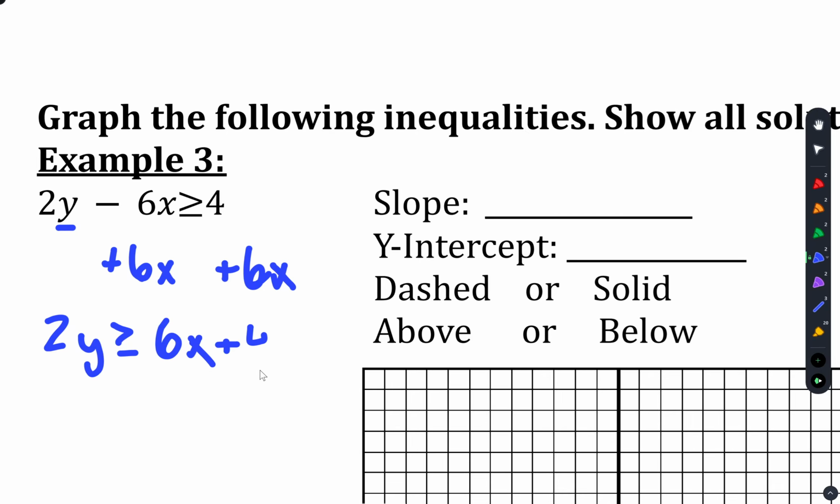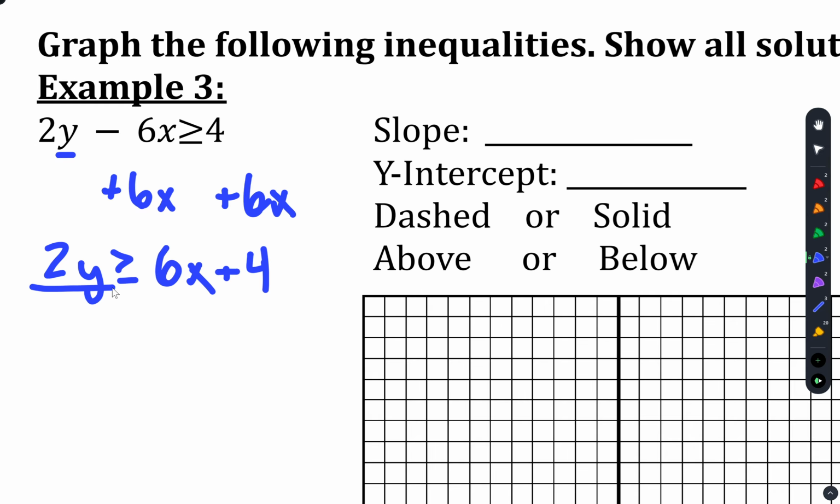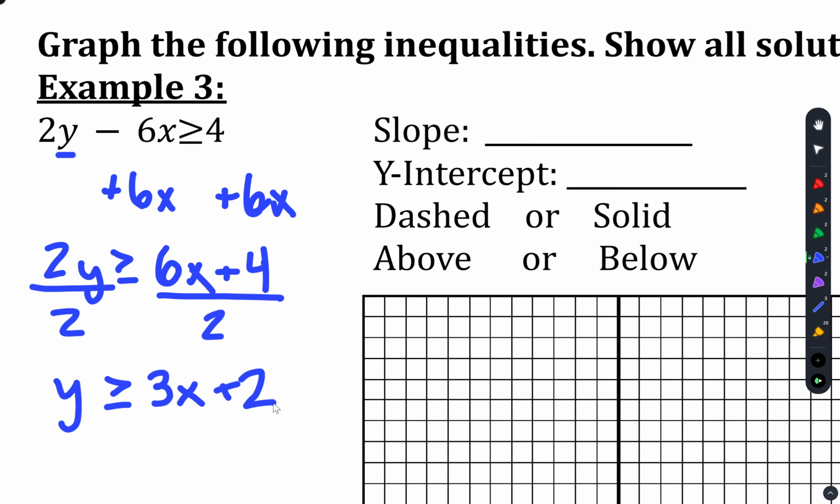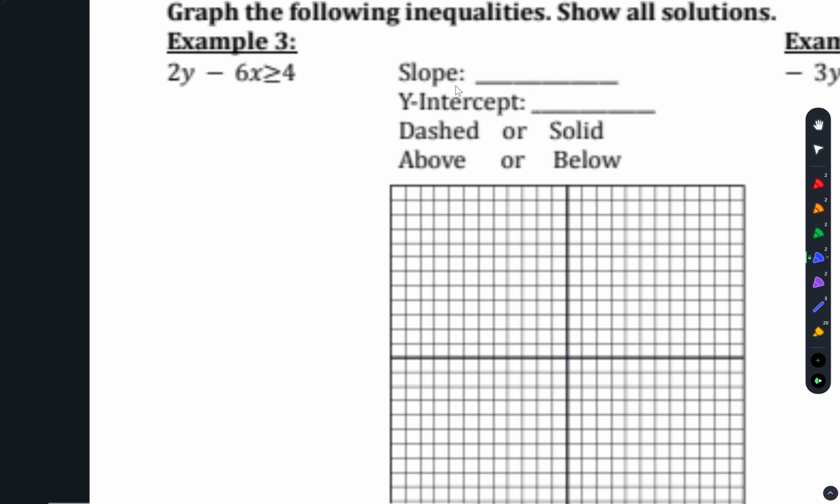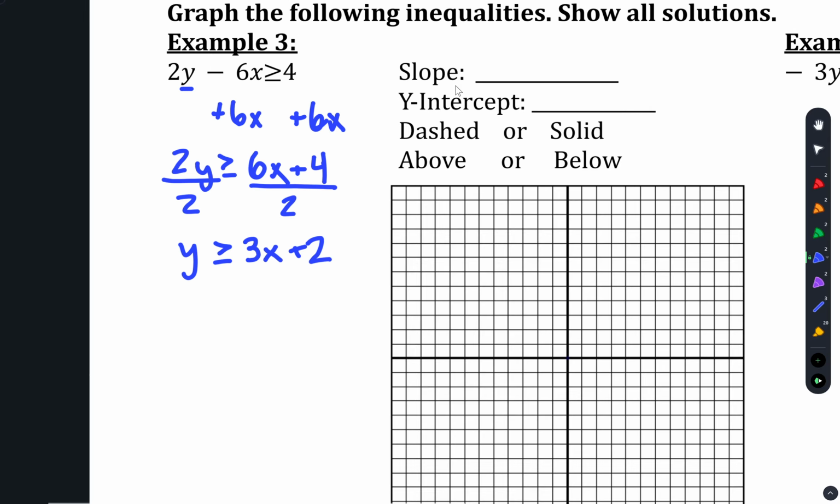Oops, that's a 4. And then I'm going to divide everything by 2. So there's my equation. It looks like slope-intercept form, y equals mx plus b. The only difference is that there's not an equal sign in it. There's an inequality symbol in it.